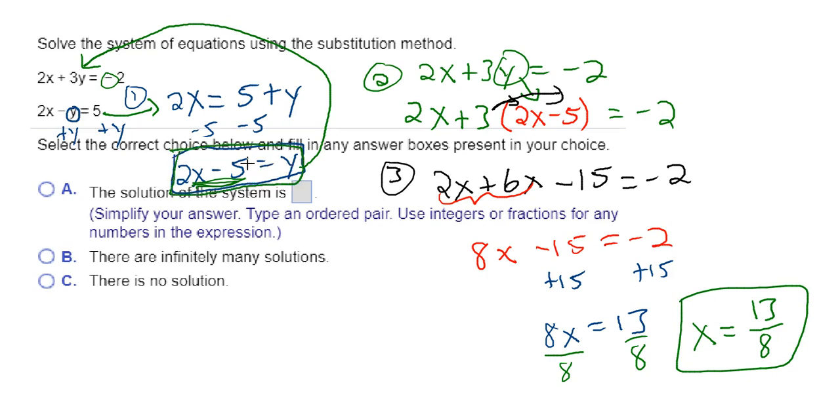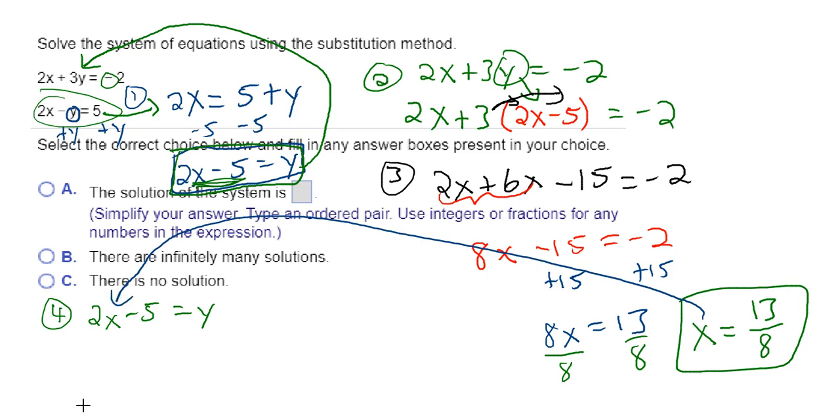So again, this is the same as the second equation, but it's already solved for the variable that we're looking for. So for step 4, I'm going to use the bottom equation, where it's already solved for y, to plug in this new value for x. So I'm going to take x equals 13/8, plug it in over here. So we'll have 2 times 13/8 minus 5 equals y.